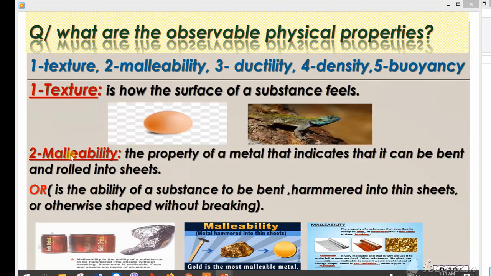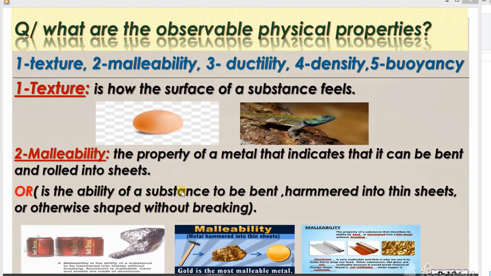Number 2, another physical property, malleability. Malleability has two definitions. Choose whichever definition comes easy to you. Malleability is the property of a metal that indicates that it can be bent and rolled into sheets. Another definition of malleability is the ability of a substance to be bent, hammered into thin sheets, or otherwise shaped without breaking. Example, foil.